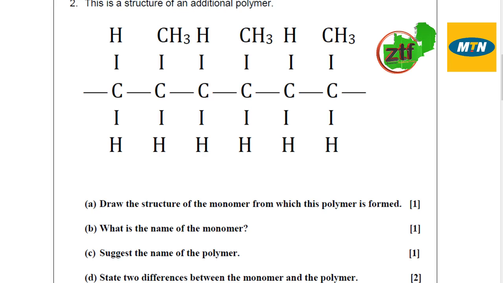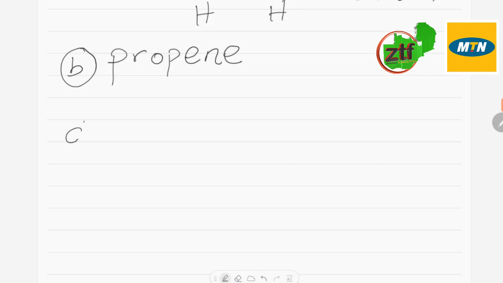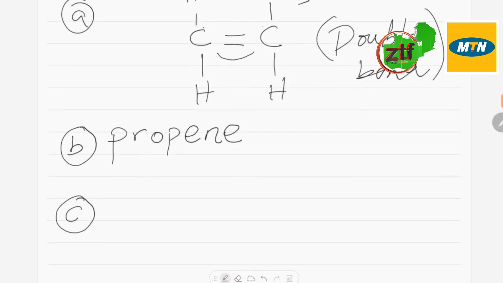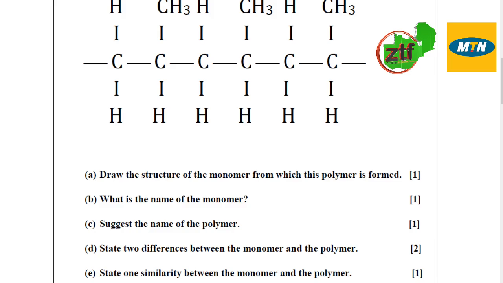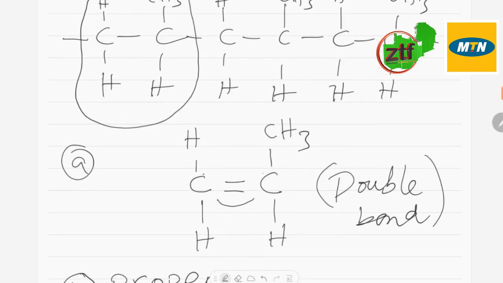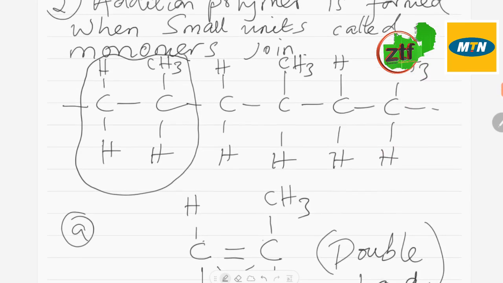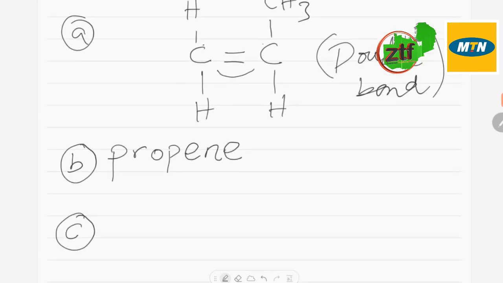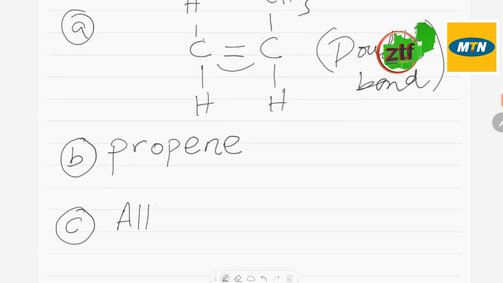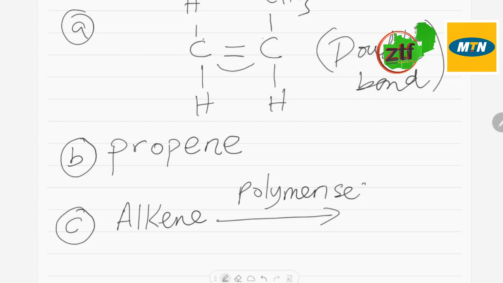We can now look at question C. The question reads, suggest the name of the polymer. So we go back. So this polymer drawn here, it is made from propene. We should know that whenever an alkene polymerizes, what we form is a polyalkene.